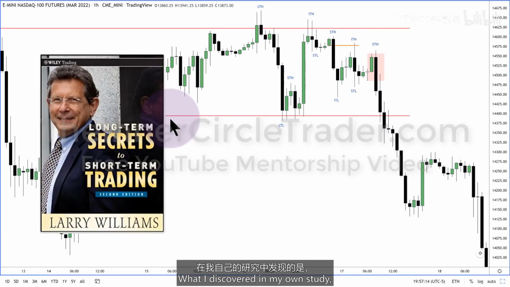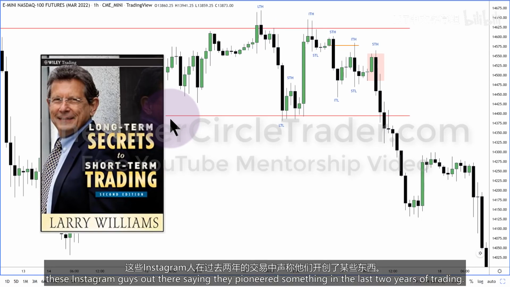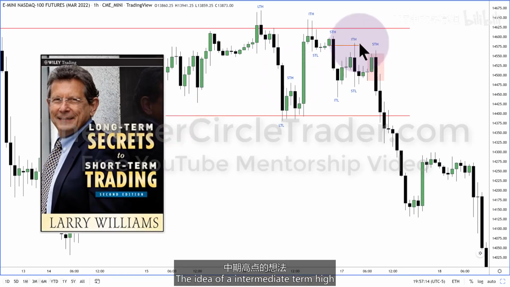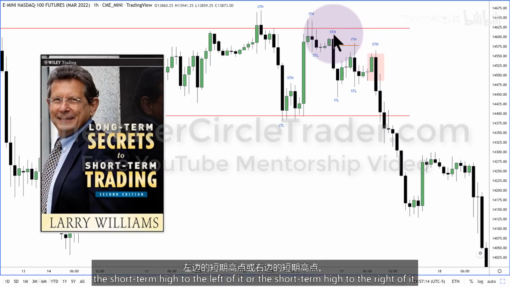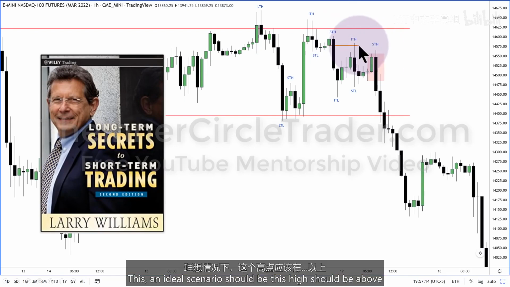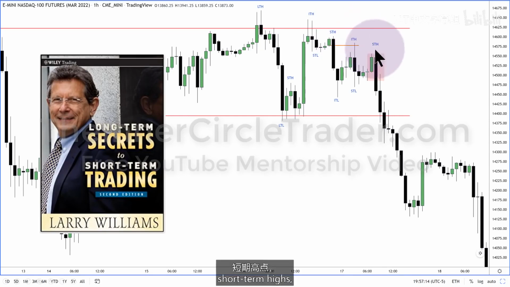What I discovered in my own study, no one taught this to me, okay? I kind of pioneered this idea. See a lot of these Instagram guys out there saying they pioneered something in the last 2 years of trading. The idea of an intermediate term high not being higher than the short-term high to the left of it or the short-term high to the right of it. In other words, it's going lower. An ideal scenario should be this high should be above both short-term highs. But it's not.